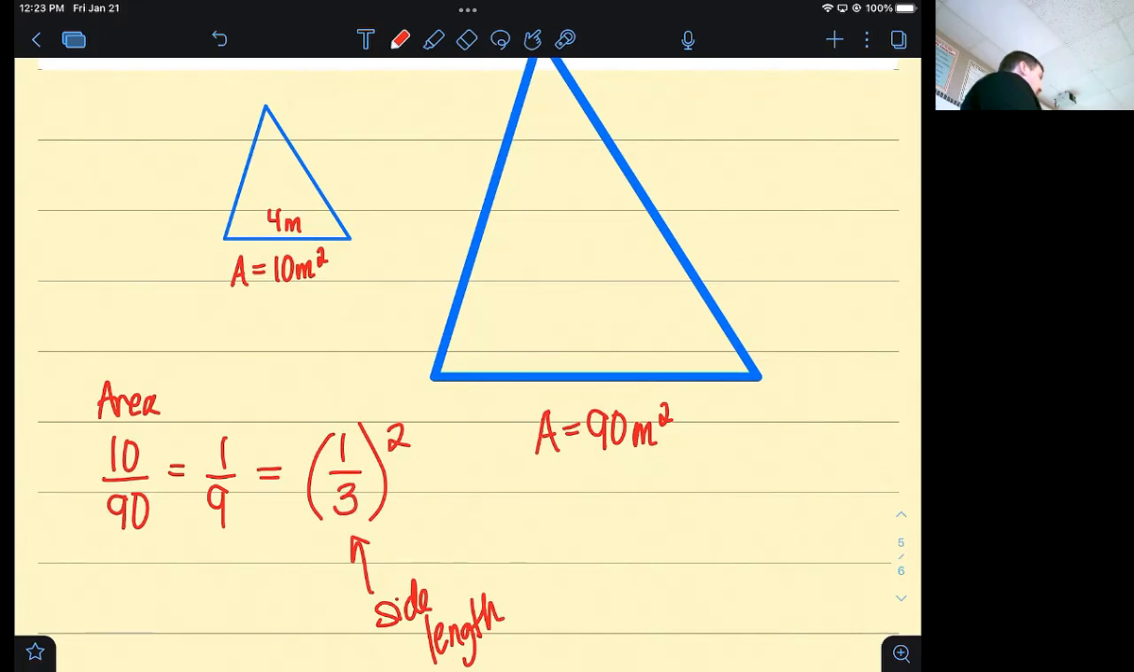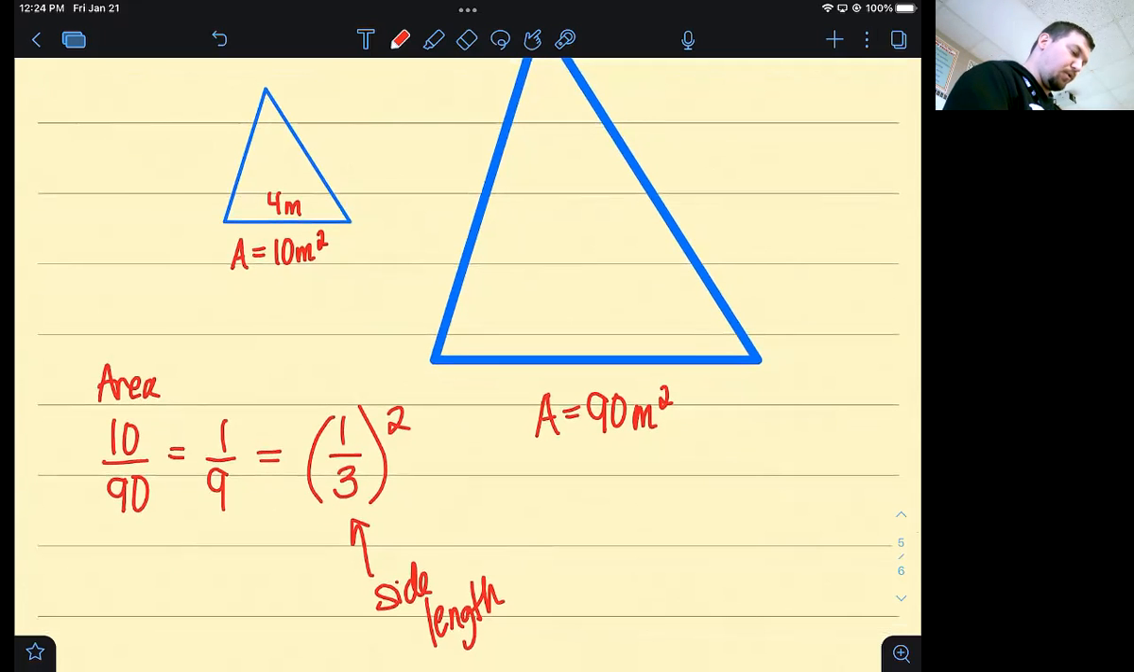Now, the reason I want the side length ratio is because when they ask me for the base or the height of the triangle, those are side lengths. I don't want to use the area ratio. If they would have given me the side length ratio, it would have saved me some time, but they gave me the area ratio. I've got to get the side length ratio from that and then use that side length ratio to fill in my proportion.